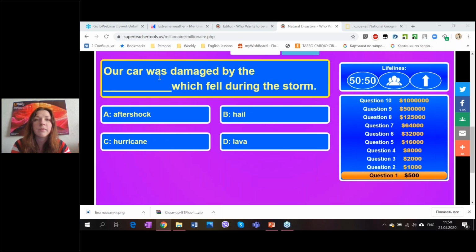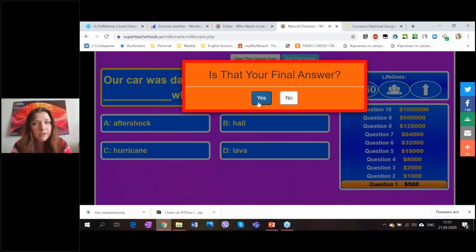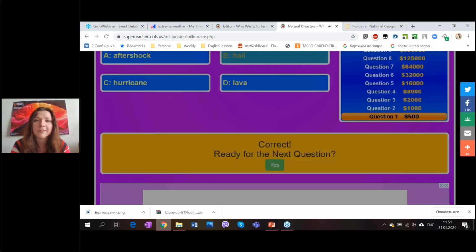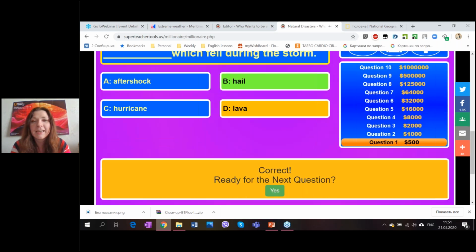Okay, our car was damaged by a tree which fell during the storm. So which is the correct answer? A, B, C, or D? Some of you already wrote to me B. Let's check. Is it your final answer? This is my favorite one. Yes, correct. Now we have $500. Great. Next question.